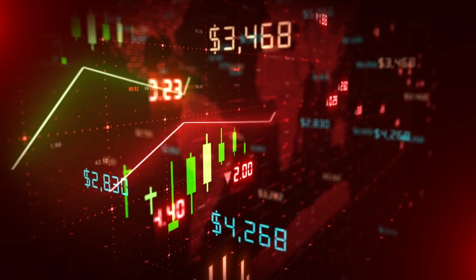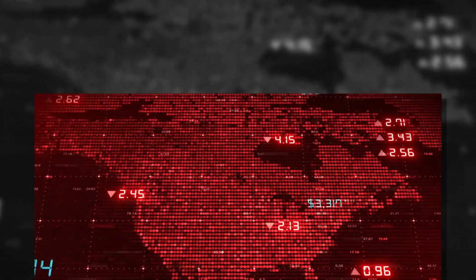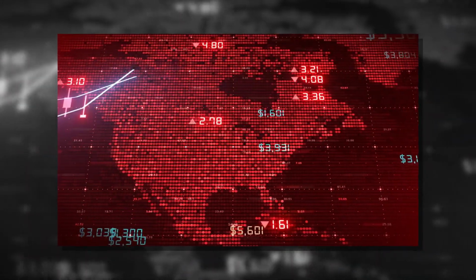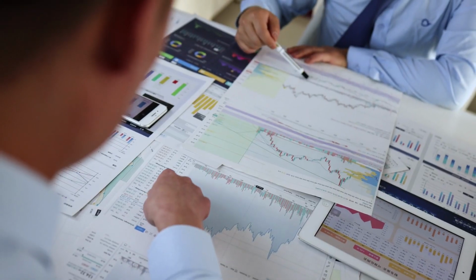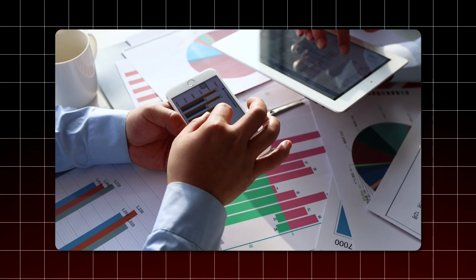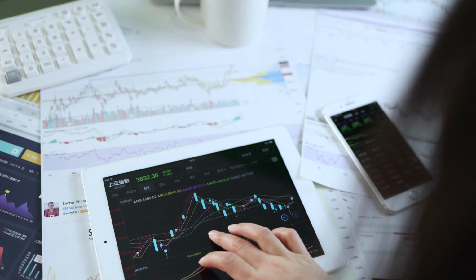A stock chart is essentially a tool to track a stock's price movements over time. Think of it as the story of a stock's performance, where it's been and where it might be headed. For investors, it's like a report card, helping you analyze trends, understand price changes, and make informed decisions.